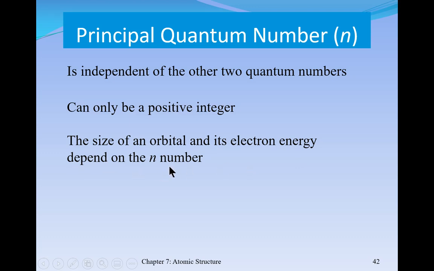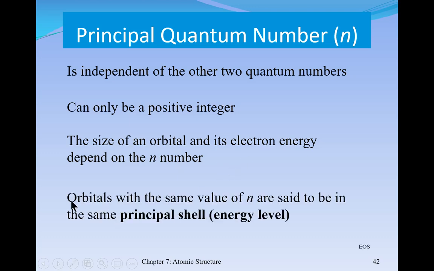So basically, the greater the n value, the greater would be the size of the orbital, and the higher would be the energy of that particular orbital. And then you can have situations where orbitals will have the same n value, and therefore they're said to be in the same shell or energy level. So if you hear me use the term shell, it means the same thing as energy level. And I'll be using those two terms interchangeably when discussing the principal quantum number, all right? So that's what the principal quantum number is all about.